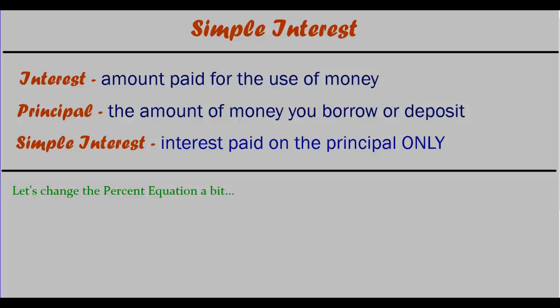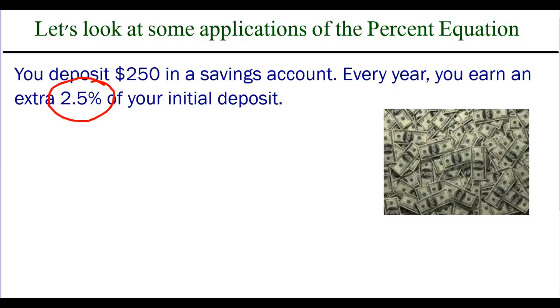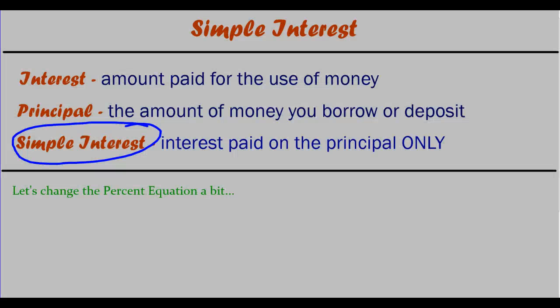And if the interest is paid only on the money that you borrowed or the money that you deposited, we call it simple interest. So in that last example where you only earned interest on that $250 and not on whatever you earned every year, that makes it simple interest. There is another type of interest called compound interest that you'll learn about in pre-algebra. But in this case, we're talking about simple interest.